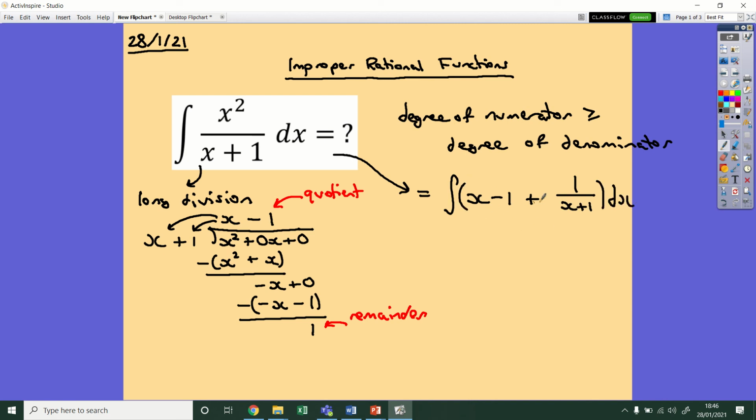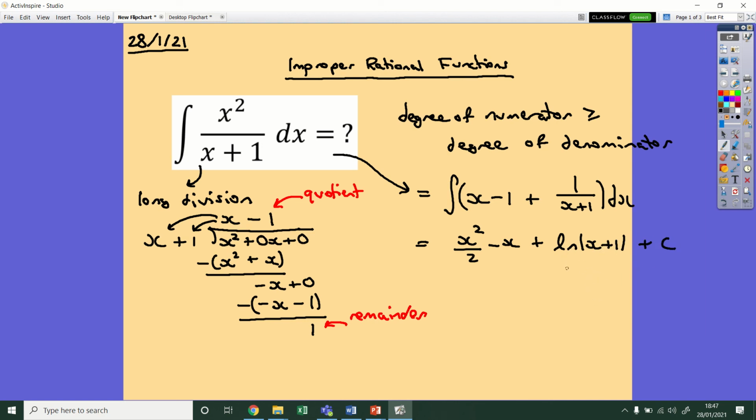Great. Now we can integrate these pieces. Bearing in mind the first parts are both polynomial, so that becomes x squared over 2. Minus 1 becomes minus x, and 1 over x plus 1 will become natural log of x plus 1. And then plus c. And then we're done.